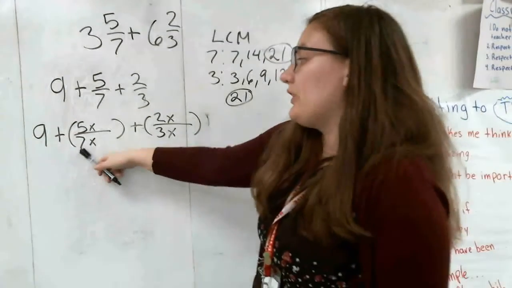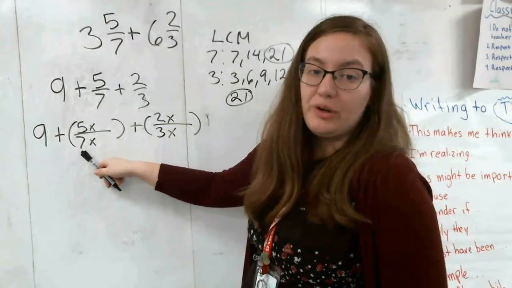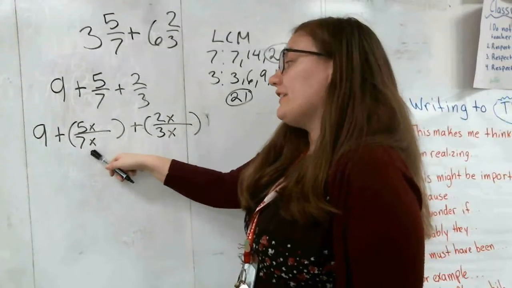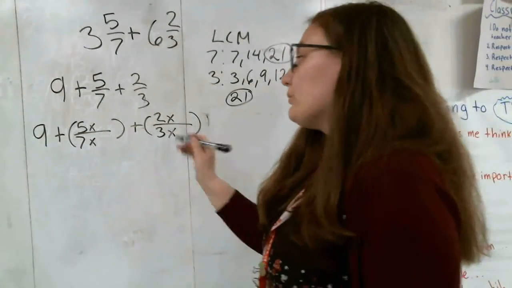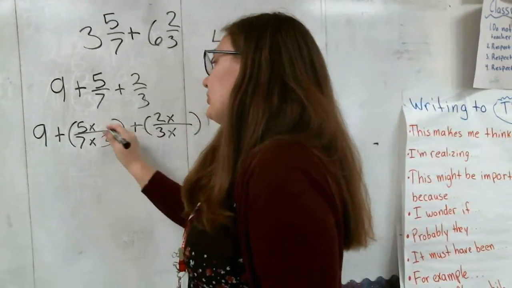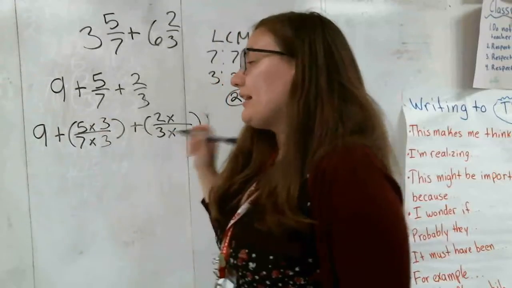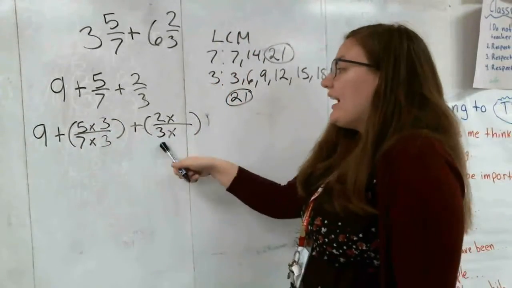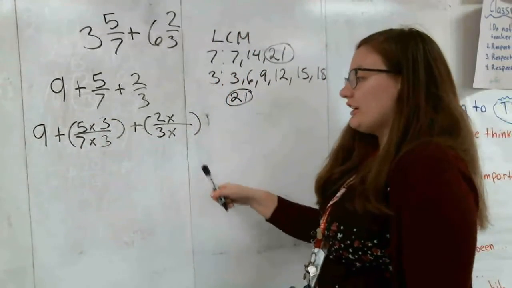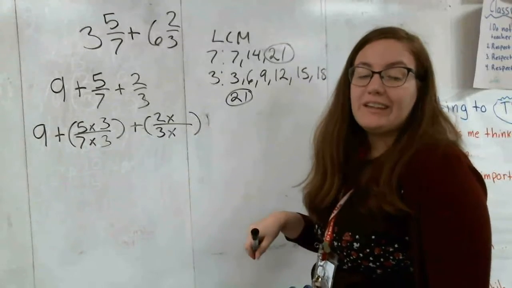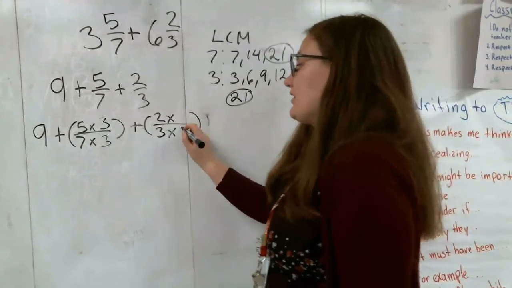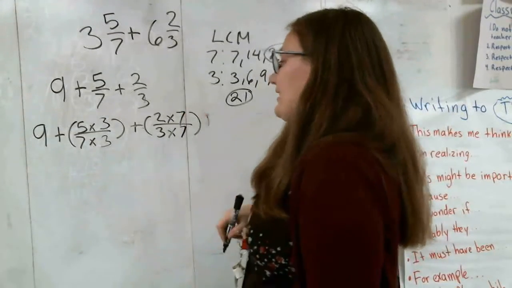So let's see what we need to multiply 5 sevenths by to get 21 in our denominator. So 7 times what will give me 21? Well, 7 times 3 will give me 21. And since I did that to the bottom, I do that to the top as well. And then for this problem right here, we have 2 thirds. Well, 3 times what would give me 21? So I can just do 3 times 7, and 7 at the top as well.